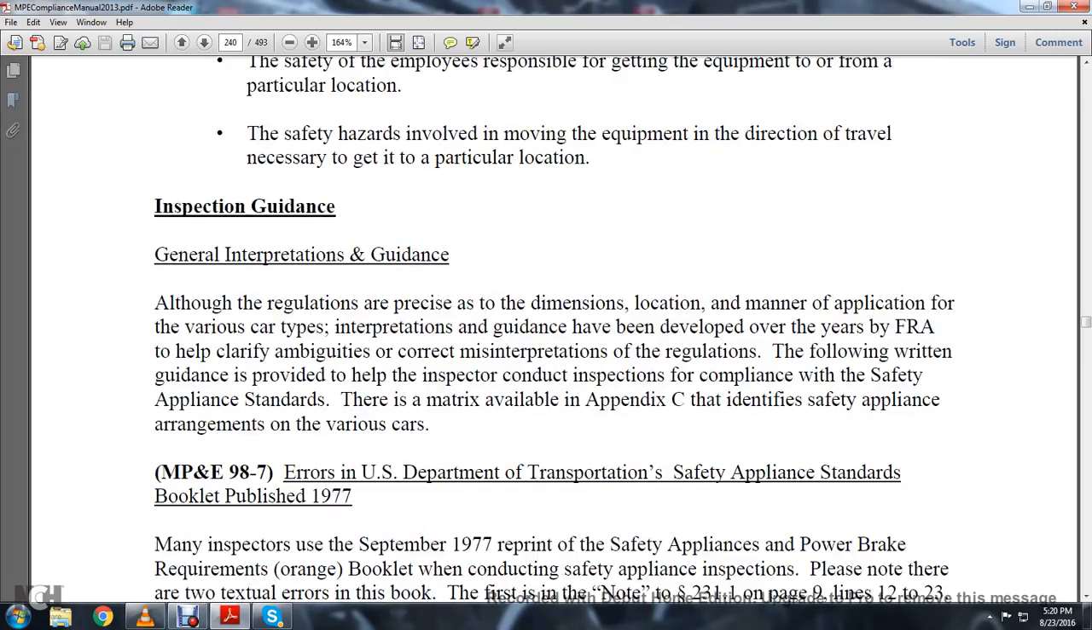Inspection guidelines, general interpretation, and guidance. Although the regulations are precise in the dimension, location, and manner of application of various car types, interpretations of the guidelines have been developed over the years by the FRA that clarify ambiguous or correct misinterpretations of the regulation. The following written guidance is provided to help the inspector conduct inspections for compliance with the safety appliance standards. A matrix in Appendix C identifies the safety appliance arrangements of the various cars.